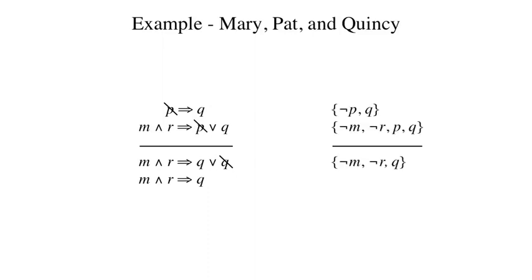On the right, here, we have the clausal form of the sentences on the left. In place of the first sentence, we have the clause not P or Q. And in place of the second sentence, we have not M or not R or P or Q. Canceling the P literals, we can deduce not M or not R or Q, which is, of course, the clausal form of the sentence we derived on the left.